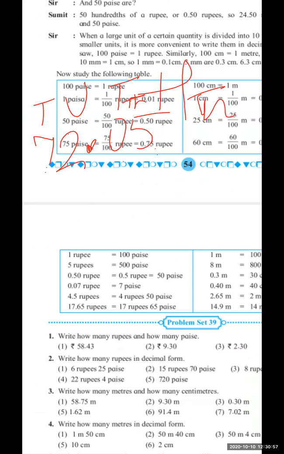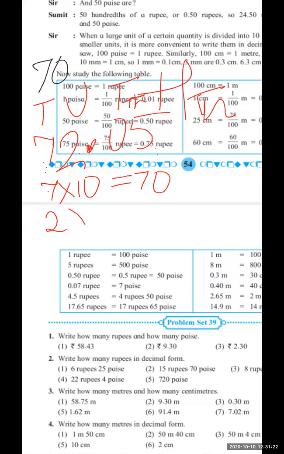Now, we'll write the place value of this 7 first. So 7 is on the 10th place, so 7 into 10. 7 tens are 70. So place value of this 7 is 70. Now next number is 2. 2 is on the unit place, so 2 into 1. 2 ones are 2. So place value of this 2 is 2 only.